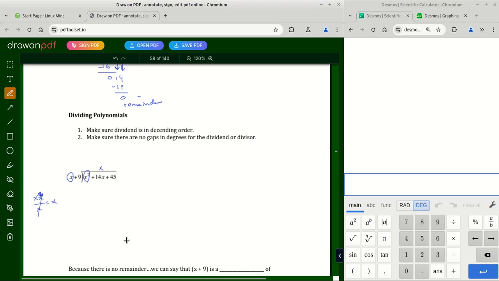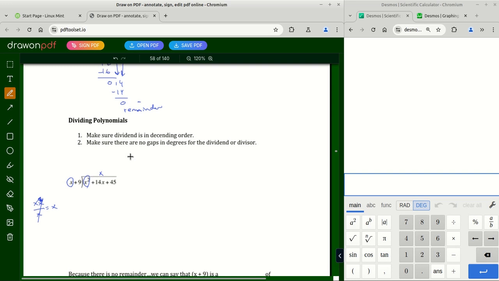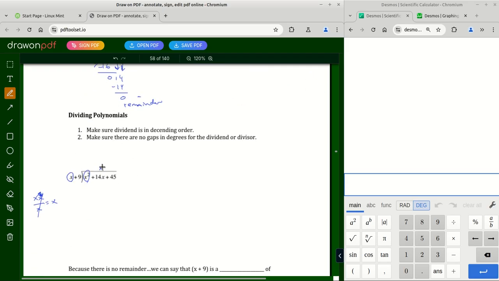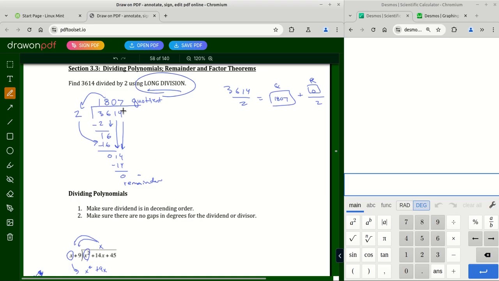So that's step 1. Step 2, just like we had up here, I said, well, how do we get the next number? Like here, let's do the 8. So 8 times 2 is 16, right? So that's how we're doing that math. So x times x is x squared. X times the 9 is 9x. And notice I'm trying to line them up here. Cool.